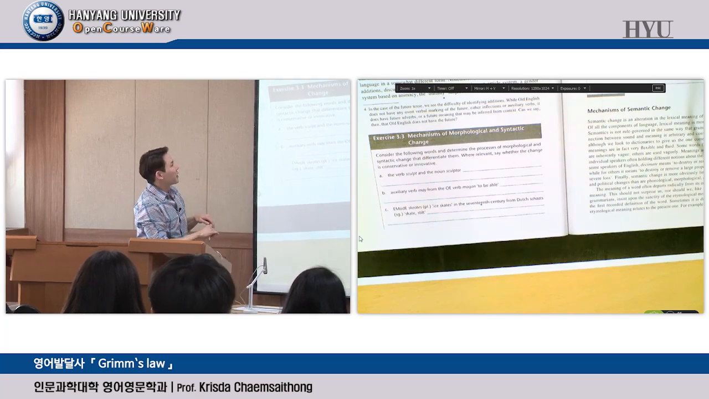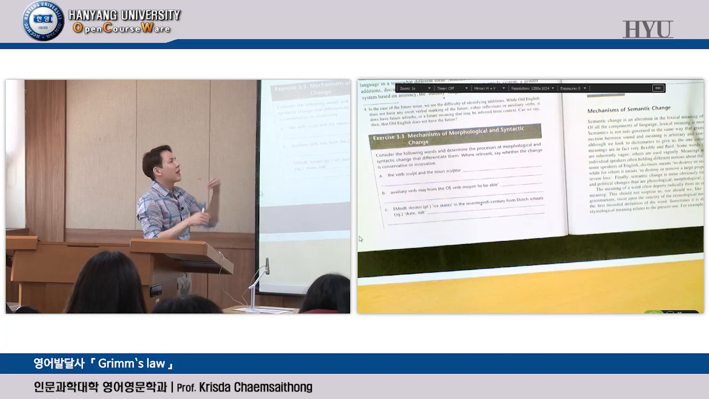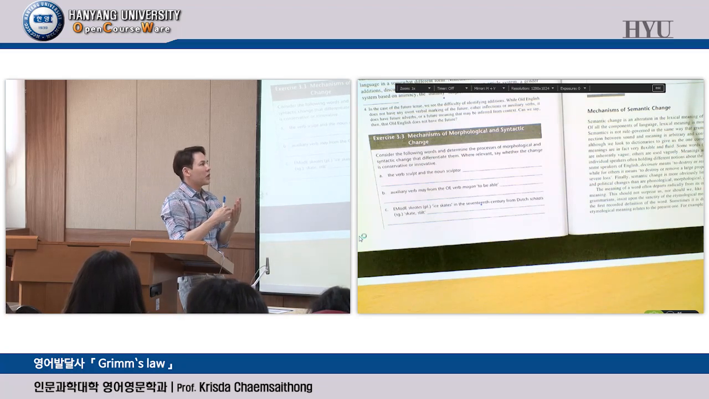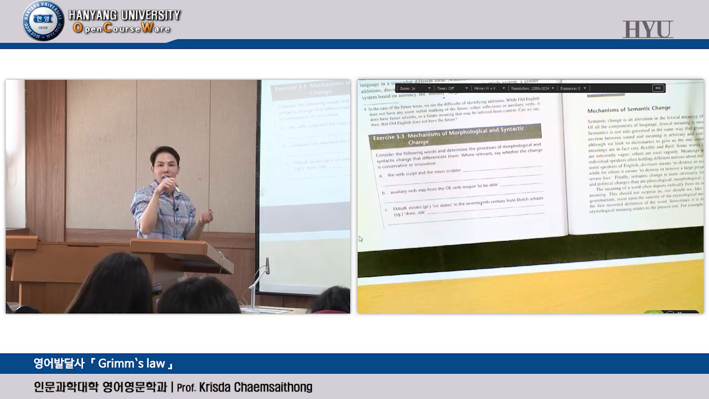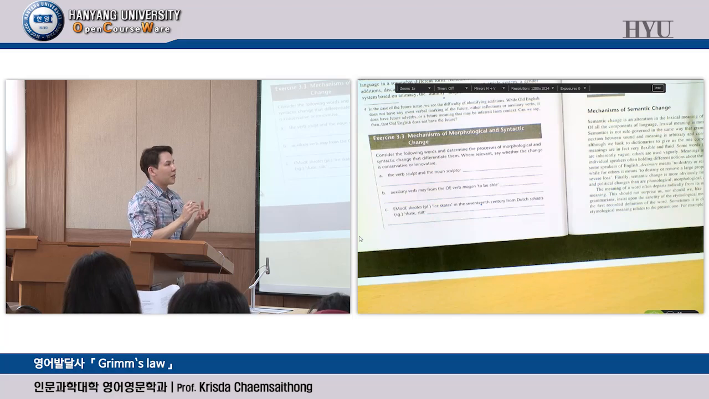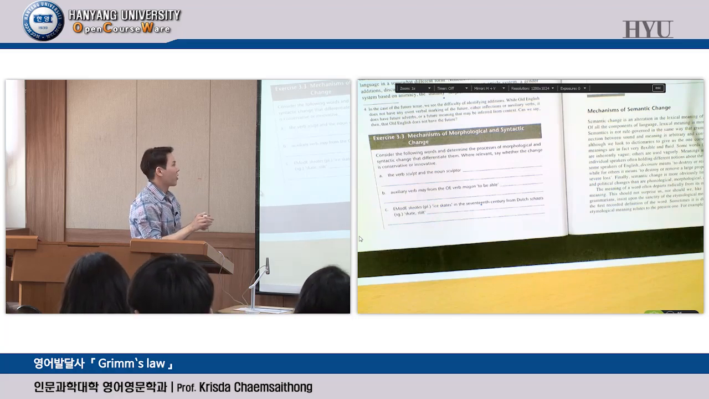Okay, so morphosyntactic changes have to do with the changes that deal with how you put word endings, or you cut out some parts of the word, right? Or you change some grammar, some grammatical pattern, right?